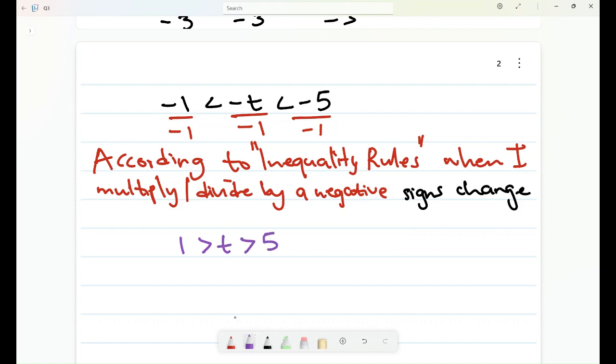But there is no inequality like this, so I'm gonna conclude and say therefore t is less than, then you swap these numbers. Alright? You swap those numbers, 5 and 1. So this is our final answer.